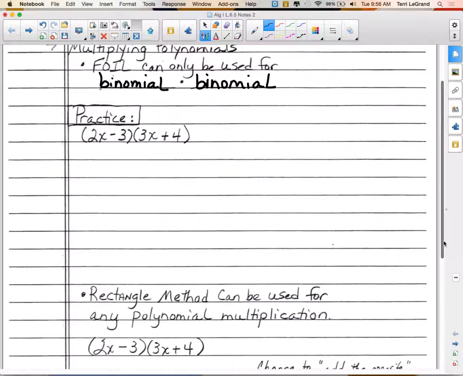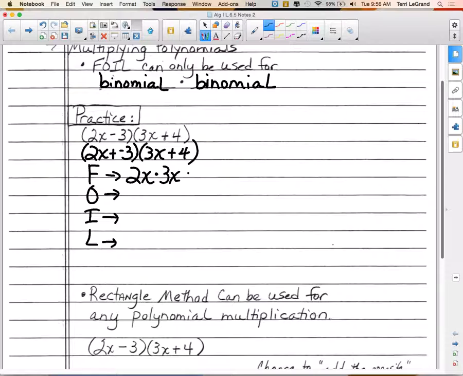So when we actually multiply our 2x minus 3 times 3x plus 4, can we use FOIL for this one? Yeah. Okay, let's do it. Go ahead. This is review from yesterday. Set up your FOIL and see what you get for a product of these binomials. If you need to get out yesterday's notes to help you out, feel free to.